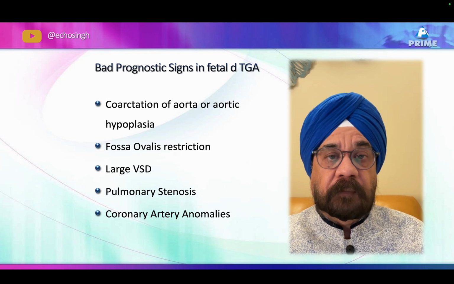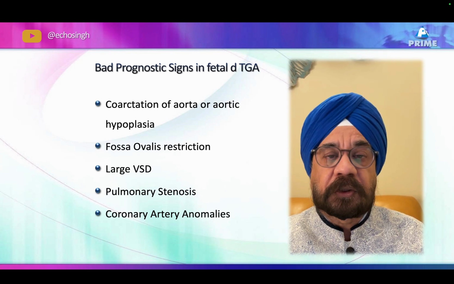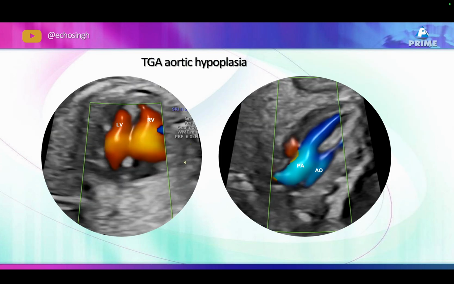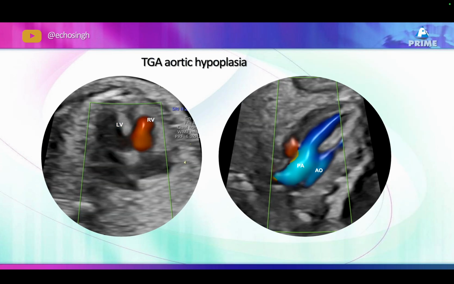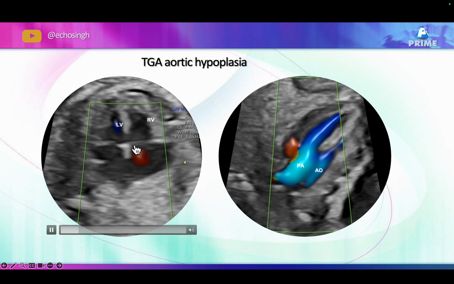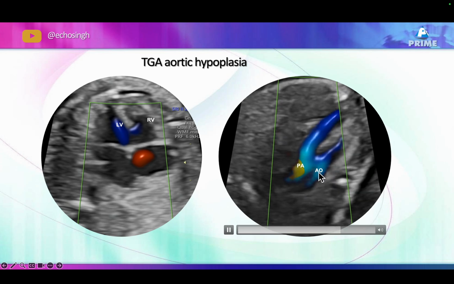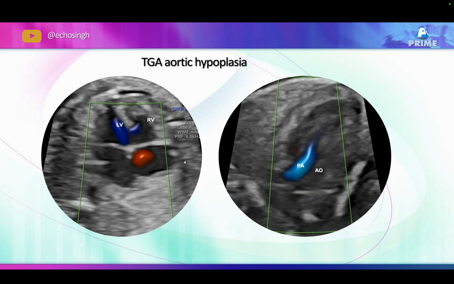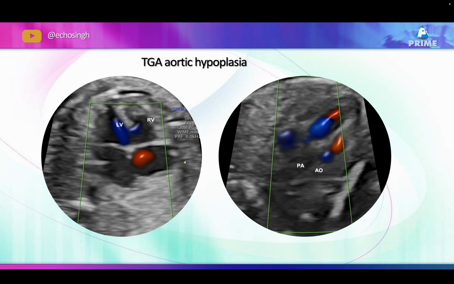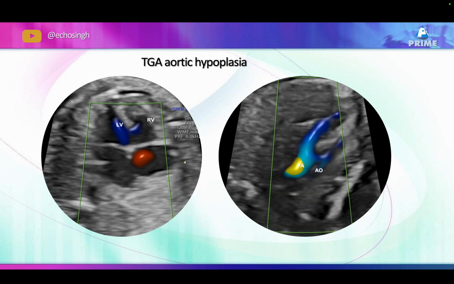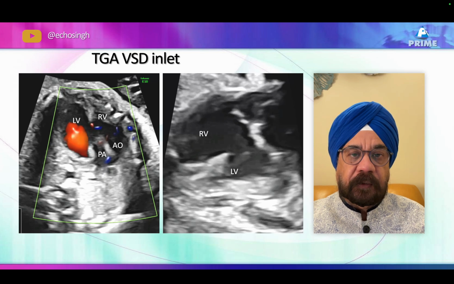Now, because of this, you should know certain bad parameters of transposition of great arteries. I'm going to show you one by one. Now, this is a patient of TGA, and you see a large VSD here, but that's not worrisome. Worrisome is small aorta. If you have aortic hypoplasia or aortic atresia or a coarctation of aorta, that's a bad sign for repair of transposition of great arteries.